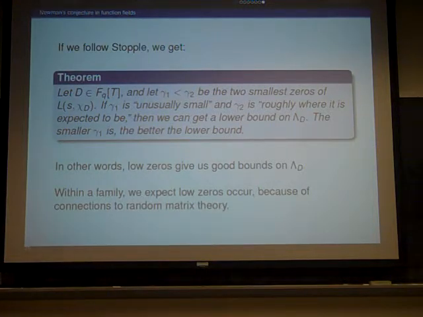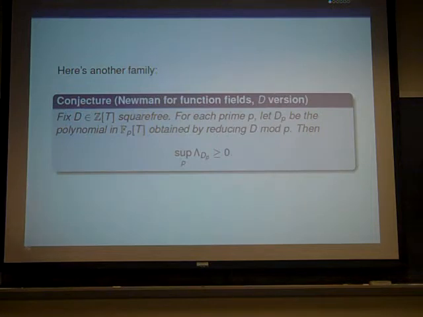And in general, because of connections of how the distributions of zeros seem to correlate with distributions of eigenvalues of random matrices, we expect a lot of low zeros to occur within any family. But none of that is actually known. So let's actually prove something here.